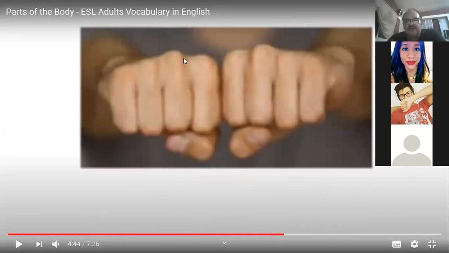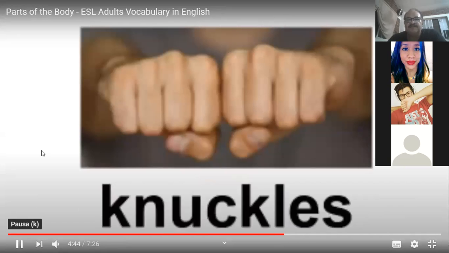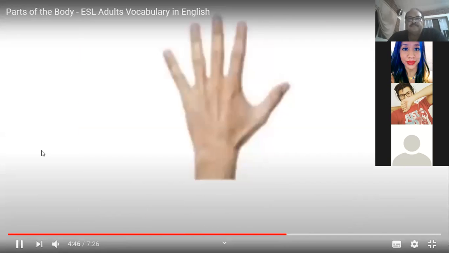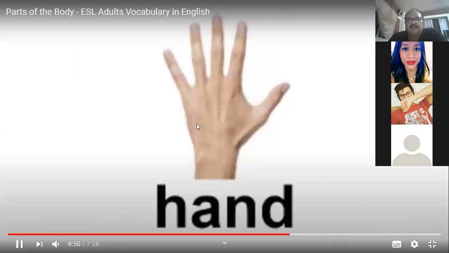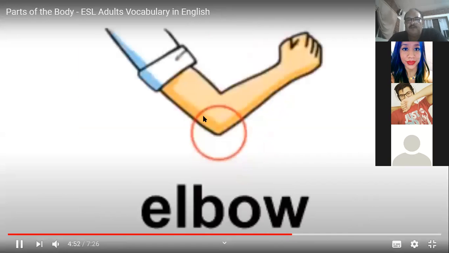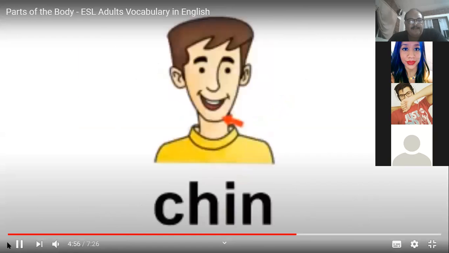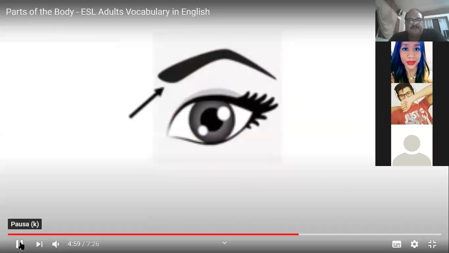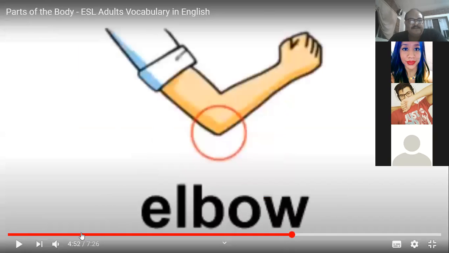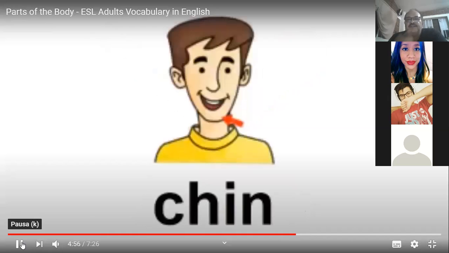Knuckles. Hand. Elbow. Okay, here we have the chin. Chin. Eyebrow. Elbow. Chin. Mentón, right?